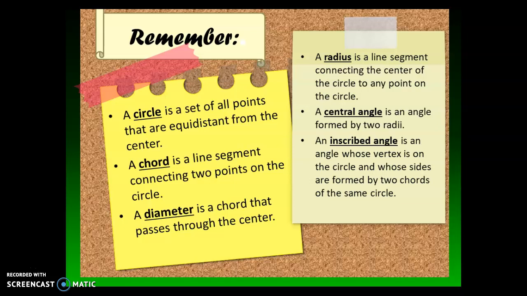A central angle is an angle formed by two radii. And an inscribed angle is an angle whose vertex is on the circle and whose sides are formed by two chords of the same circle.